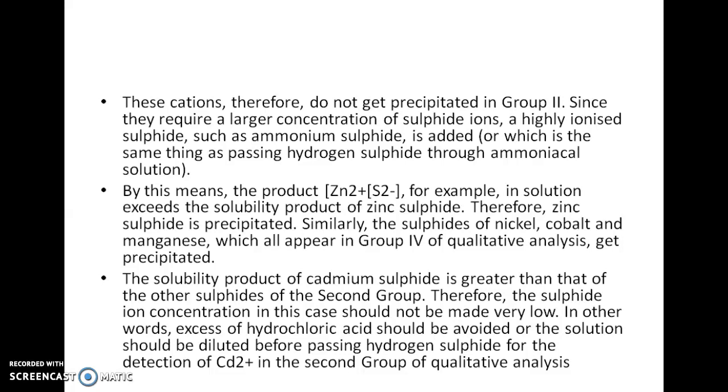Similarly, the sulfides of nickel, cobalt, manganese, which appear in group 4 of qualitative analysis, get precipitated. The solubility product of cadmium sulfide is greater than that of the other sulfides of the second group. Therefore, the sulfide ion concentration in this case should not be made very low. In other words, excess of hydrochloric acid should be avoided, or the solution should be diluted before passing hydrogen sulfide for the detection of Cd 2 plus in the second group of qualitative analysis. Thank you.